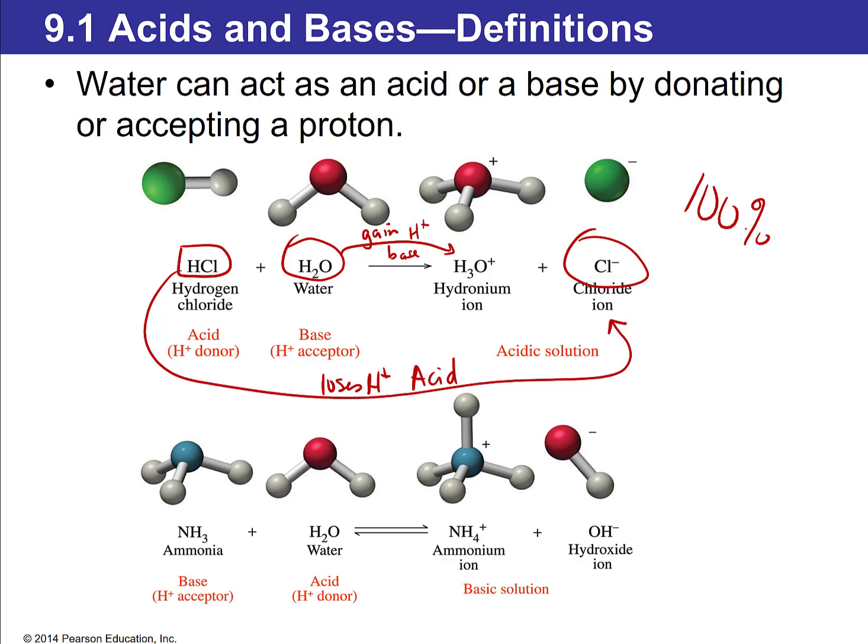But then the bottom one, ammonia plus water makes the ammonium ion and the hydroxide ion. See how the arrow goes both ways? That tells you that this is a weak acid and base. But still, the acid is the component that is going to lose the hydrogen ion. The base is the component that gains it.